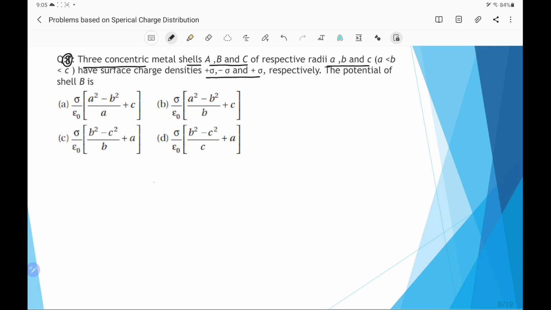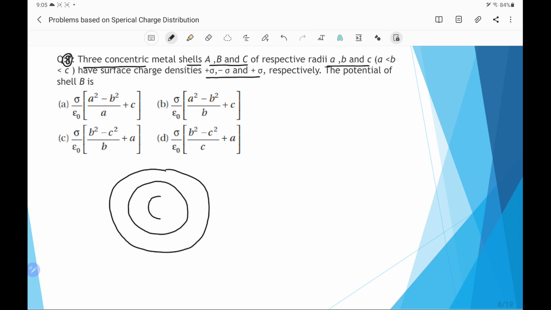If we draw the figure, there are three spherical shells which are concentric. Concentric means having the same center. This is the center. This is shell A, B and C. Their radii are respectively a, b and c. And it is given that a is less than b is less than c.